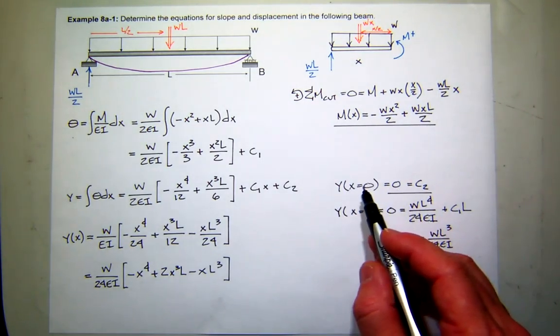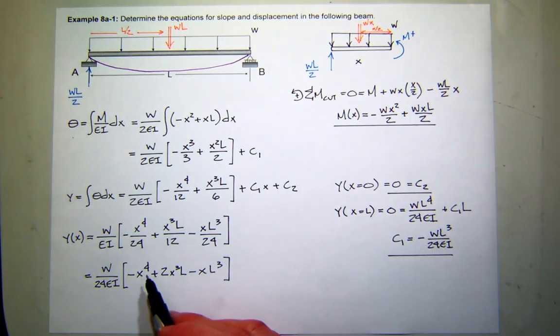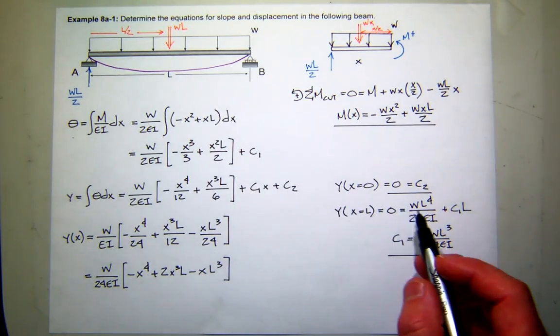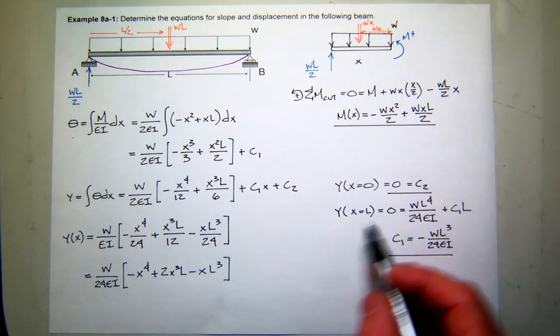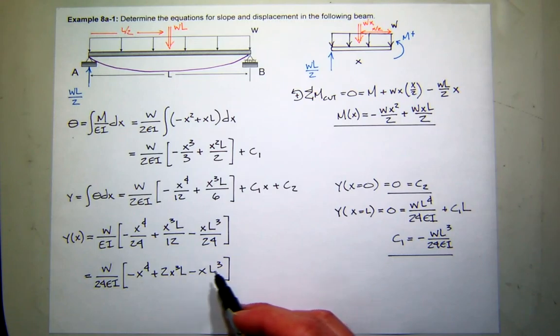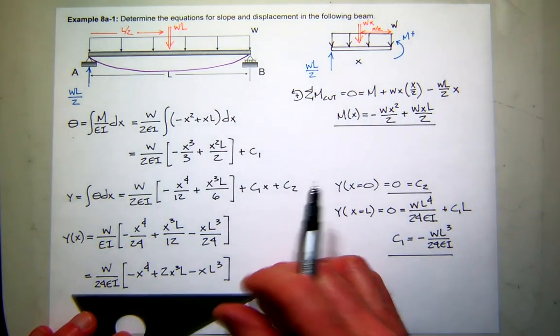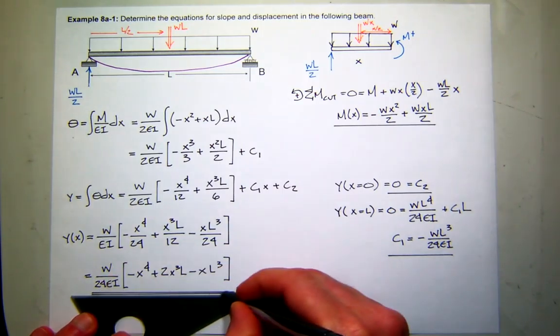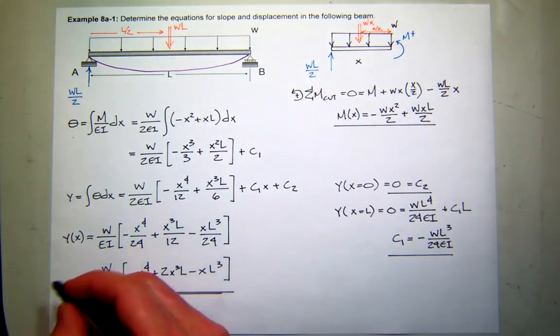Well, at x equals 0, put in x equals 0: 0, 0, 0. I get 0. That's great. At x equal L, I should get 0. So I put in x equal L here, and I get 1 plus 2 minus 1. So that seems to work too. It looks like I was able to maintain my conditions. So that should be my expression for displacement.